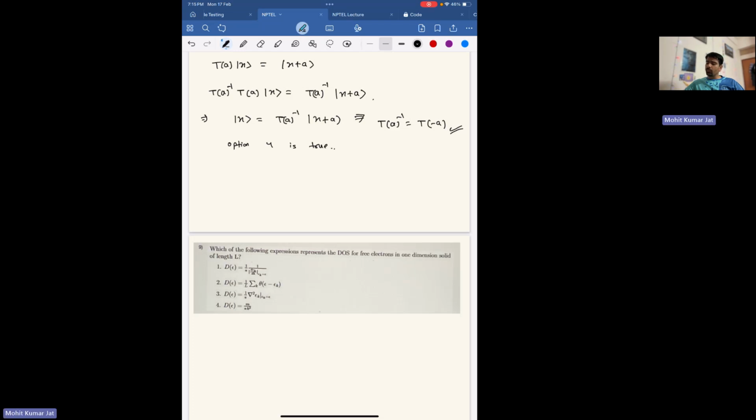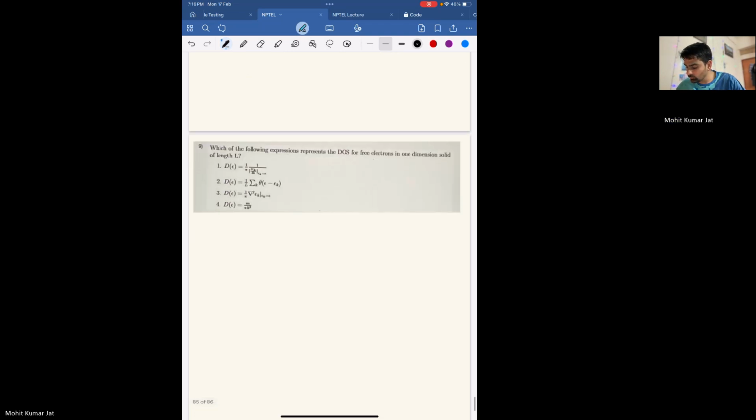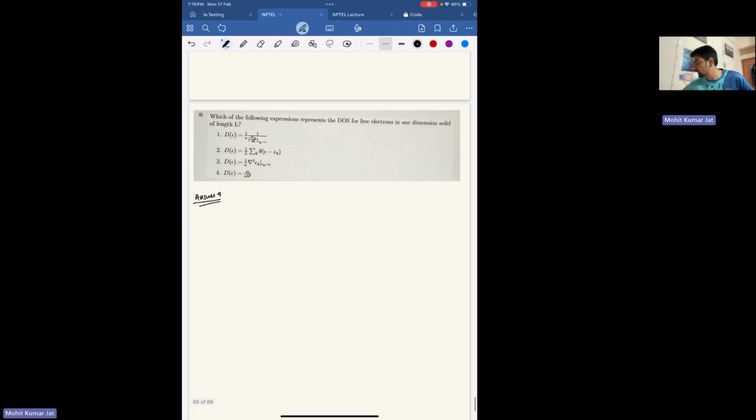Then I'll be heading toward the next question: which of the following expressions represents the density of states for a free electron in a one-dimensional solid of length L? So, answer number 9. That's what I have to solve. Just a second.